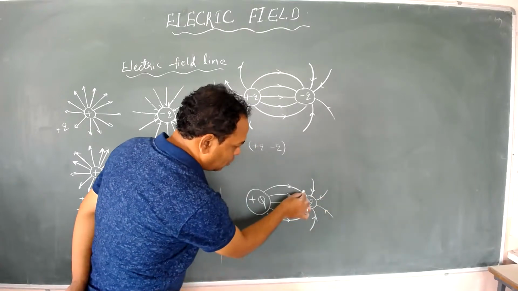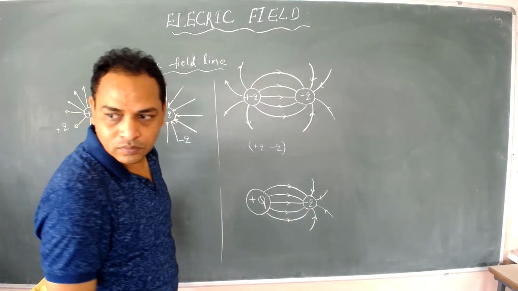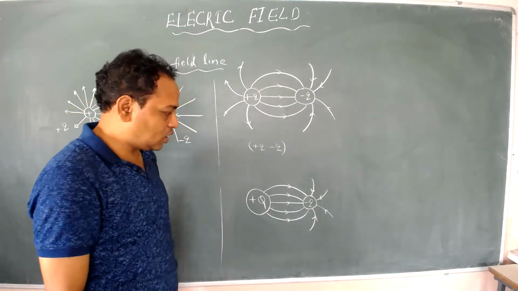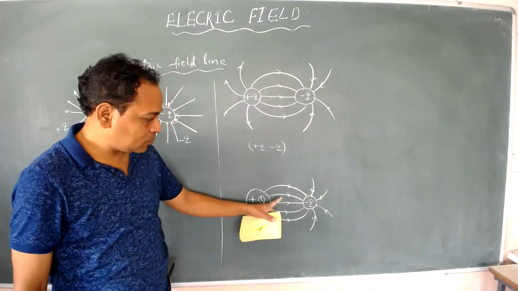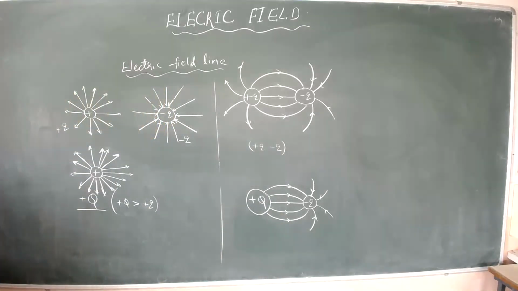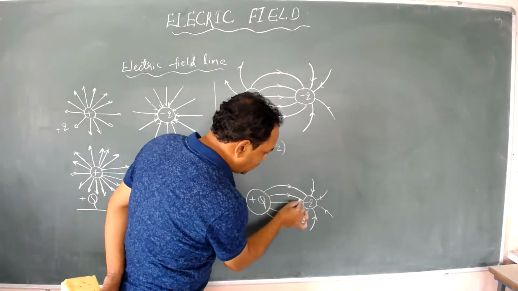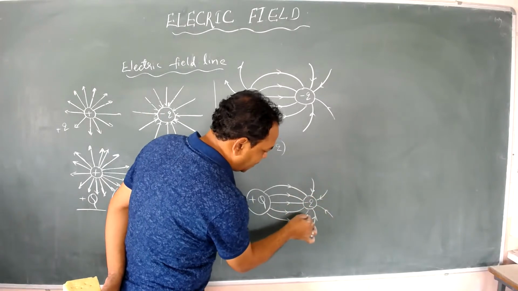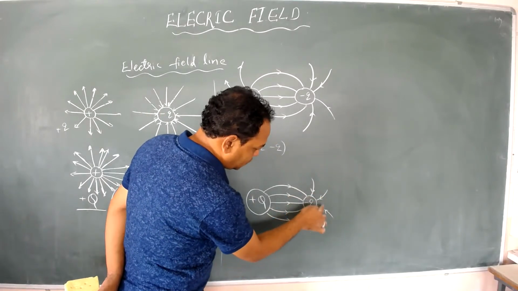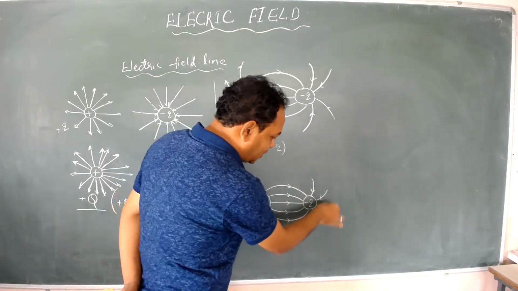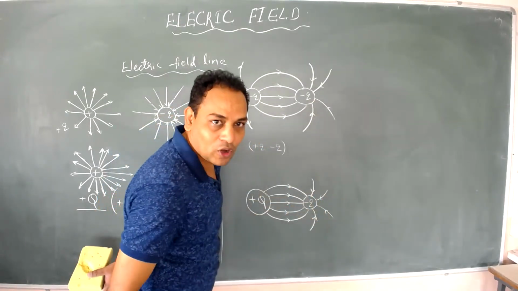So if you see carefully here, we can say that here, 1, 2, 3, 4, 5, 6, 7, 8, 9. Again 1, 2, 3, 4, 5, 6, 7, 8, 9. So here again we are getting the same as this, only 9 lines.